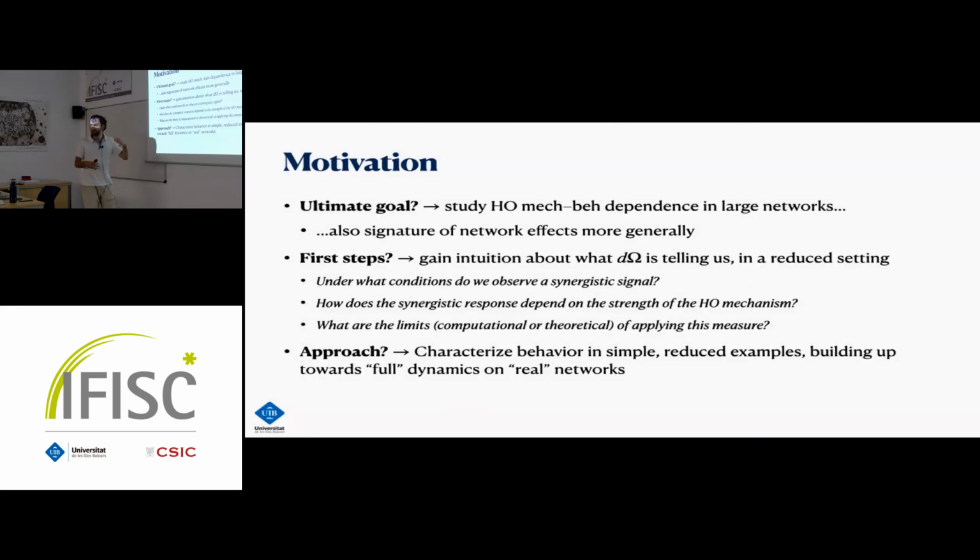So our ultimate motivation is to apply the dynamical O information to study higher order behaviors on large networks. And also to see if it can tell us anything about network effects in general, even without the presence of higher order mechanisms. But we believe an important first step is to gain some intuition about the dynamical O information in more reduced settings. So for example, when do we see a synergistic signal? How does it depend on the strength of a higher order mechanism? And when can we use the dynamical O information to reliably detect this mechanism? And the approach that we took is to characterize the behavior in very simple, reduced examples and slowly build up to more realistic dynamics and networks.